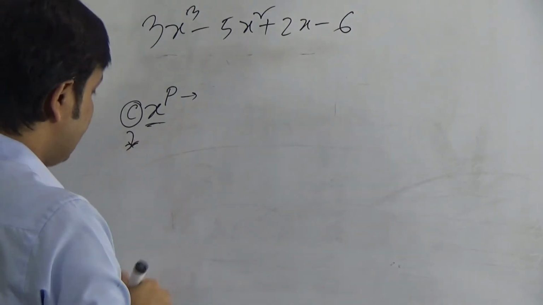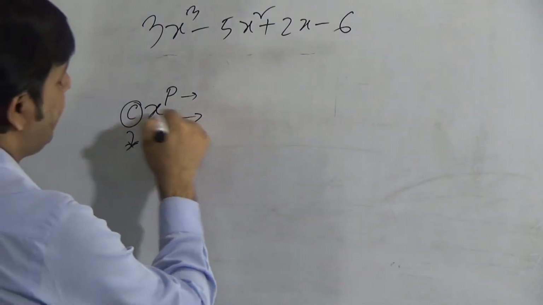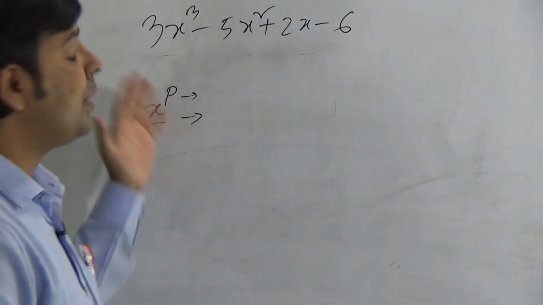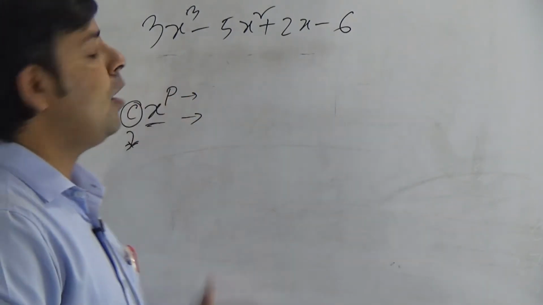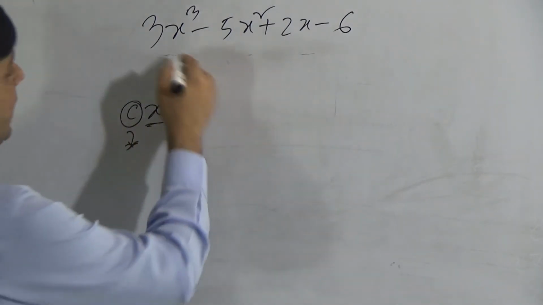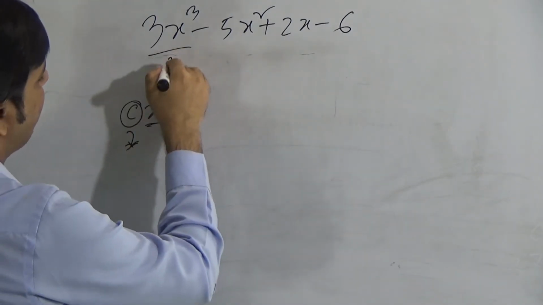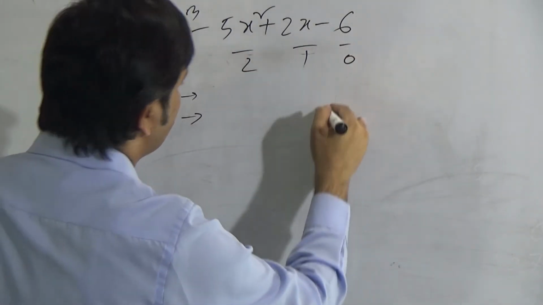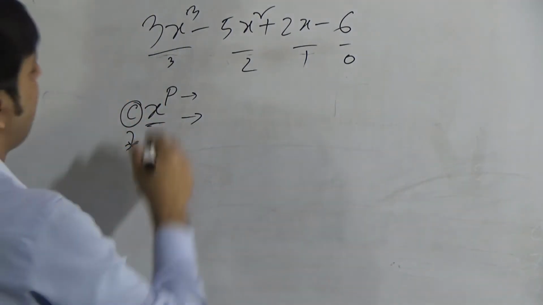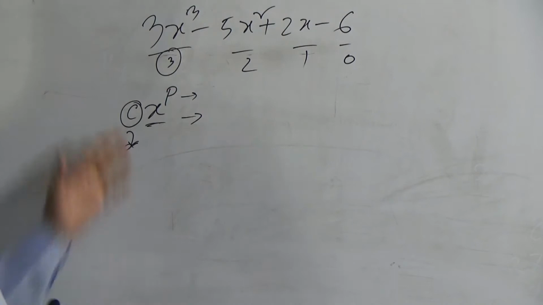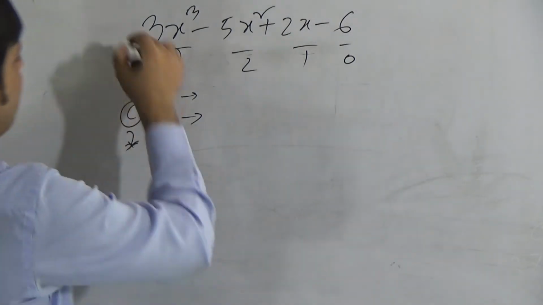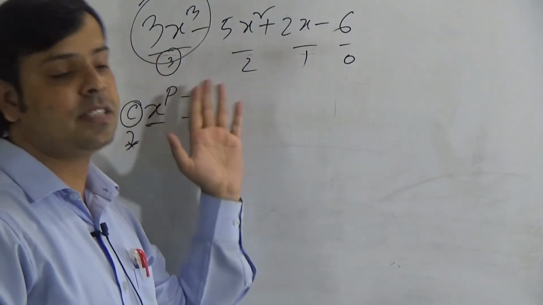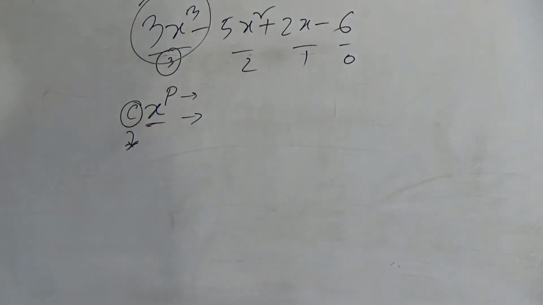Here we need to remember that when the value of p is larger, then that term of the polynomial is known as the leading term of the polynomial. So here in the first term, value of p is 3, in the second term value of p is 2, in the third term value of p is 1, in the fourth term value of p is 0. And in this case you need to remember that 3 is highest here, it means the value of p is largest, 3. So this term 3x cube is the leading term of this polynomial.